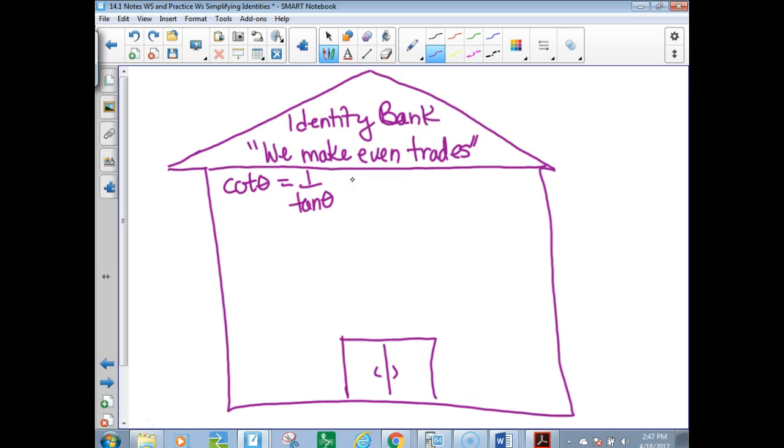So let's think about some other ones. The cosecant. What would be something you might want to trade that for? The reciprocal function is the sine, so that'd be 1 over sine theta. And I should be putting a theta on all these. And then we had the secant theta, which is the reciprocal of the cosine, 1 over cosine theta. You might use any of these in our identity solving today.